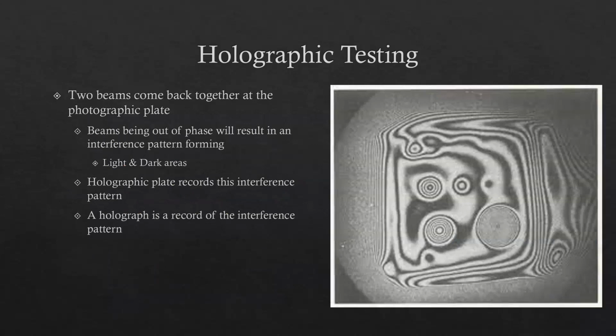Then we stress the object and project those same beams of light on it again. And as we stress the object, it's going to slightly change shape, right? If we pressurize something, it's going to get bigger. If we bend something, if we flex it, it's going to slightly change shape. And we take then a holographic image of it under stress, and we can compare what it looks like not stressed to what it looks like stressed.